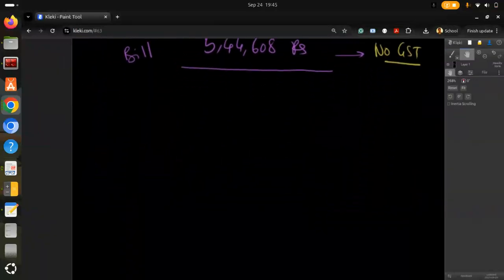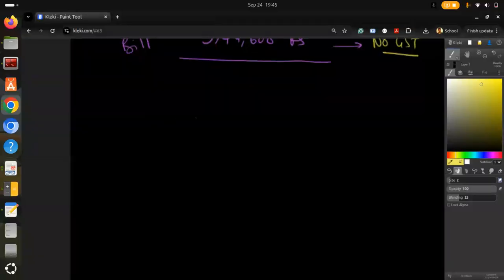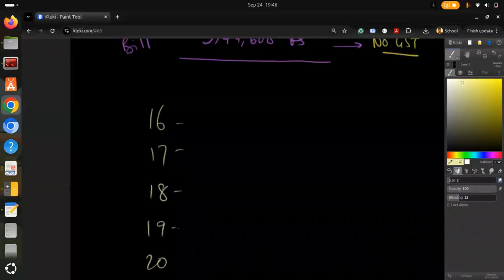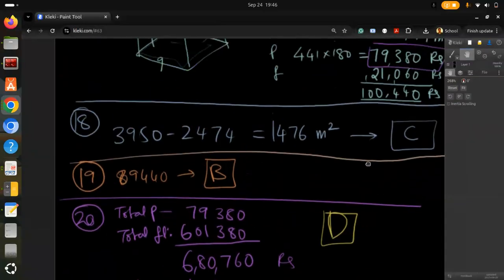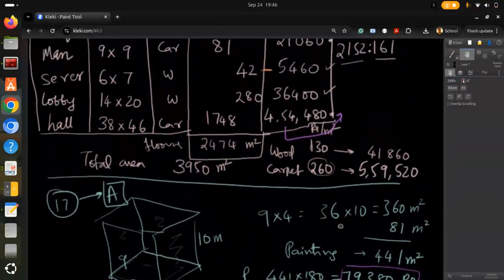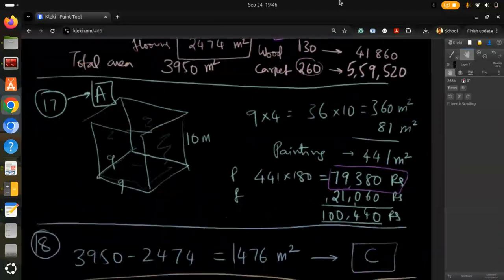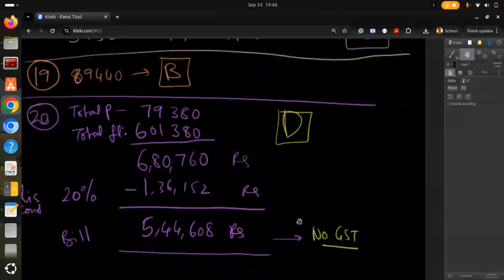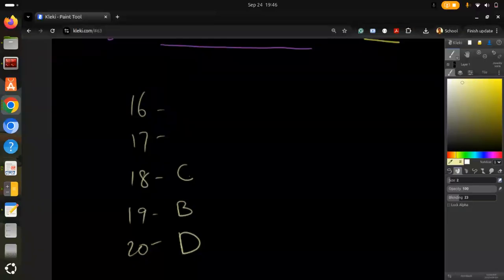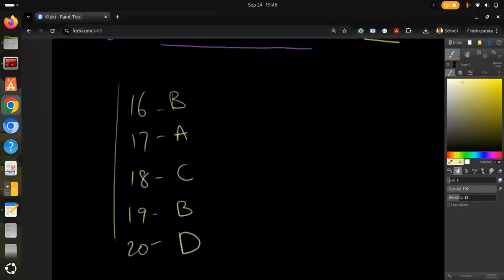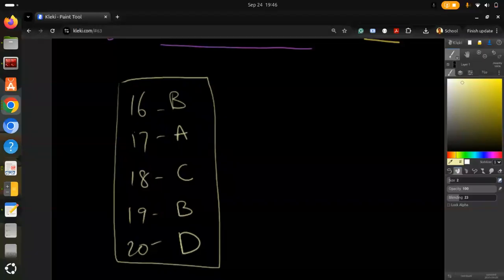Let's collect all the answers and put them in one place. This is my practice. It is always good to summarize all your answers in one place. 16, 17, 18, 19, 20. So what are the answers? 20 we just did, the answer is D. And if I keep going up: B, C, A, B. B, C, A, B in the reverse order. So finally, these are my final answers.